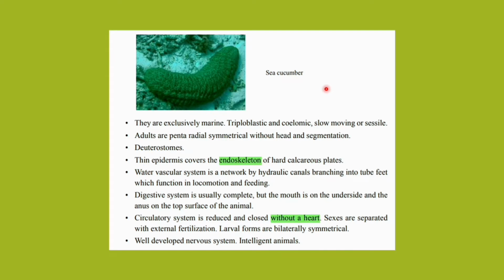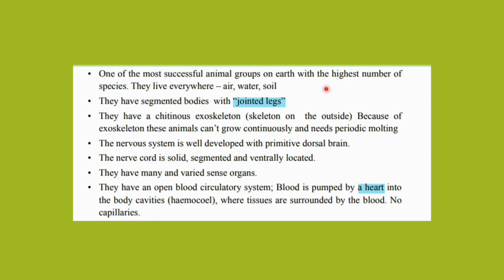Then statement B, heart absent, jointed legs present. When they say jointed legs, it is obviously Arthropoda, but the thing is they have a heart. So B is wrong because these two features don't belong to the same phylum. They have given jointed legs and no heart. That is wrong. It should be jointed legs and has a heart. So B is not an answer.